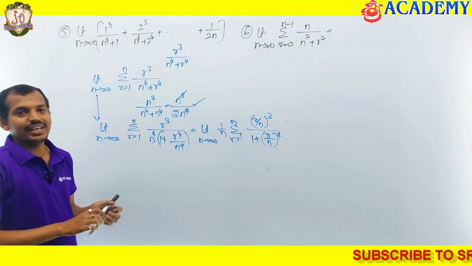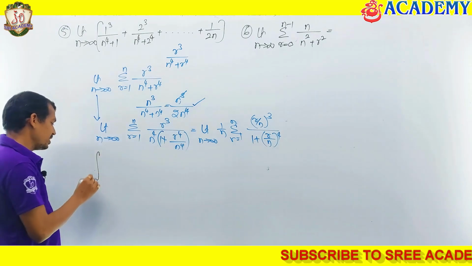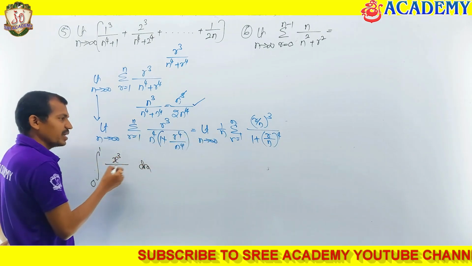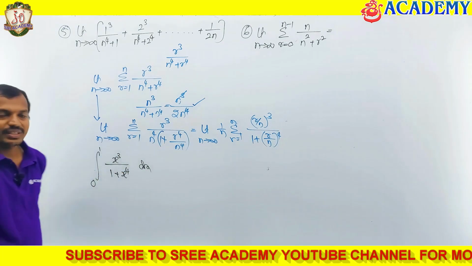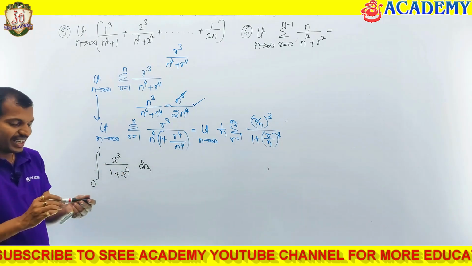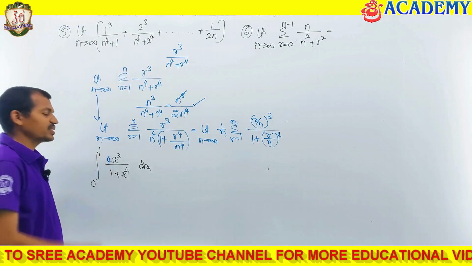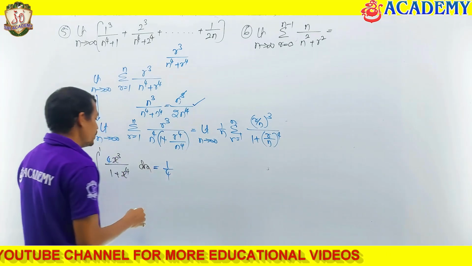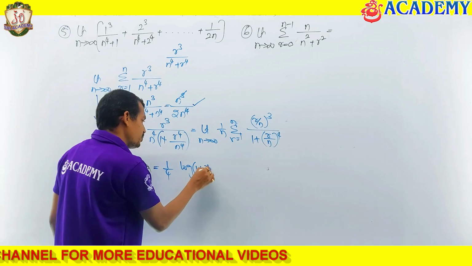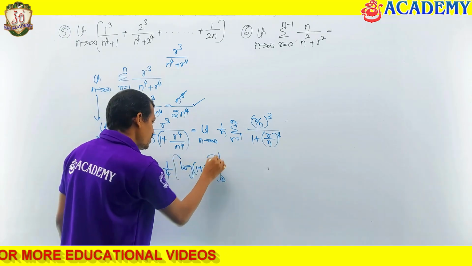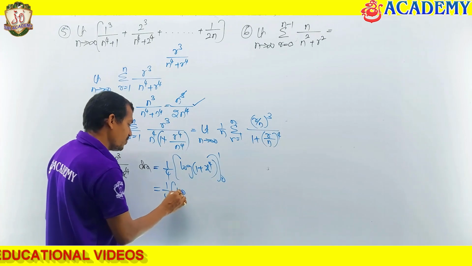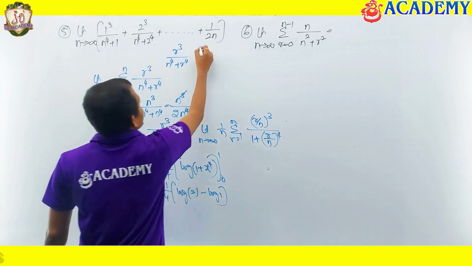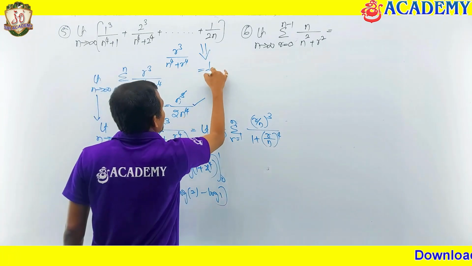Now if you write simply integral 0 to 1, 1 by n is nothing but dx, that is x cube divided by 1 plus x to the power of 4. See, directly the derivative of 1 plus x to the power of 4 is nothing but 4 into x to the power of 3. We didn't have 4, that's why multiplying and dividing with 4. 1 by 4 into log of 1 plus x to the power of 4, with limits from 0 to 1. If you apply the limits, 1 by 4 into log of 1 plus 1, which is 2, minus log 1, which is nothing but 0. The answer is going to be 1 by 4 into log 2.